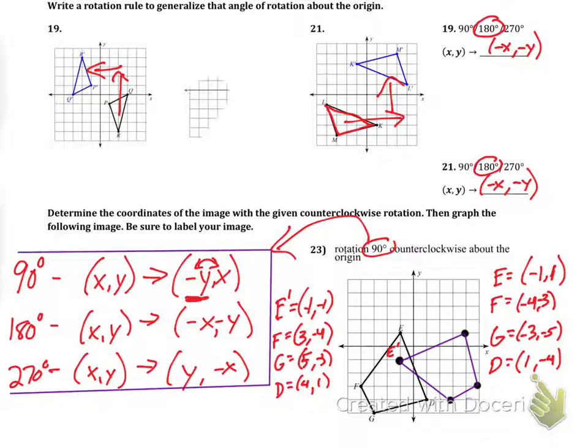And then just make sure that we label. So this would be F prime, this would be G prime, and this would be D prime. And remember, you can always rotate your paper and do it from there. So that's the second way of doing it, but I'm unable to show you that on here.